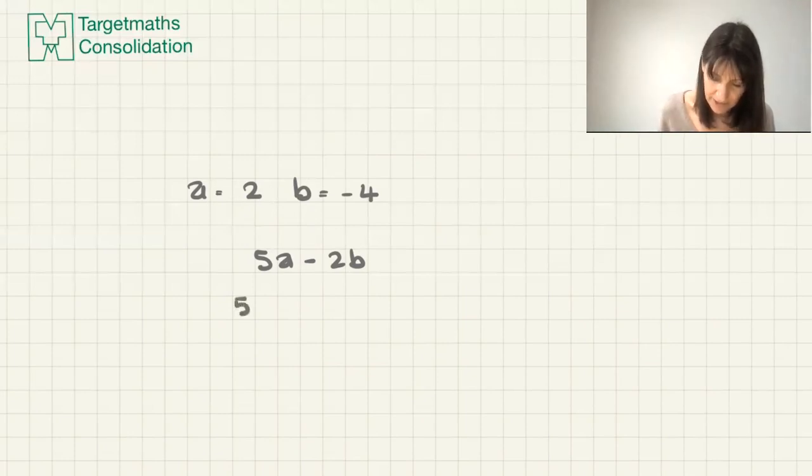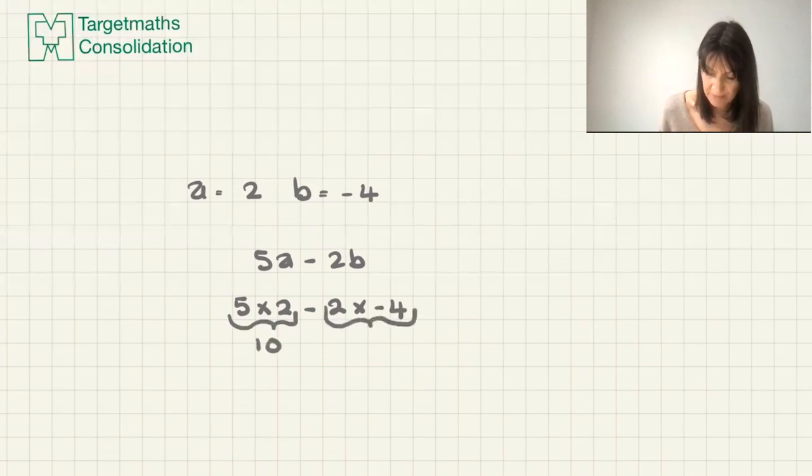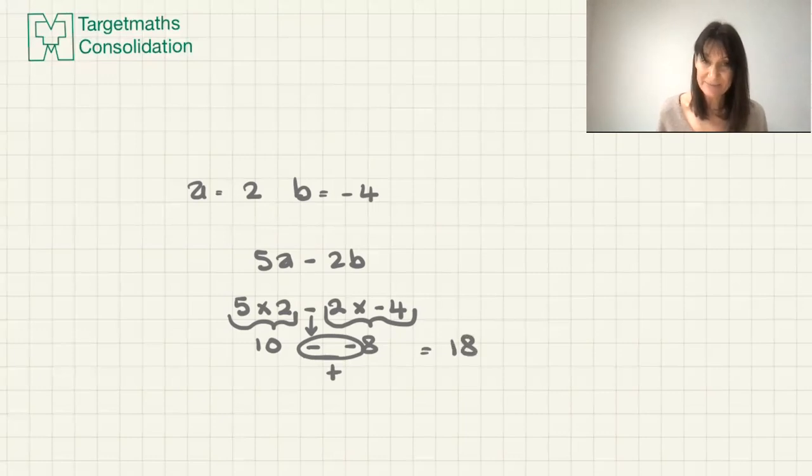Okay, so I've got 5 times 2 minus 2 times, and b is minus 4. So 5 times 2 is 10. 2 times minus 4 is minus 8. I haven't used this minus here. So now I've got 10 minus 8. 2 negatives make a positive. So the answer is 18.